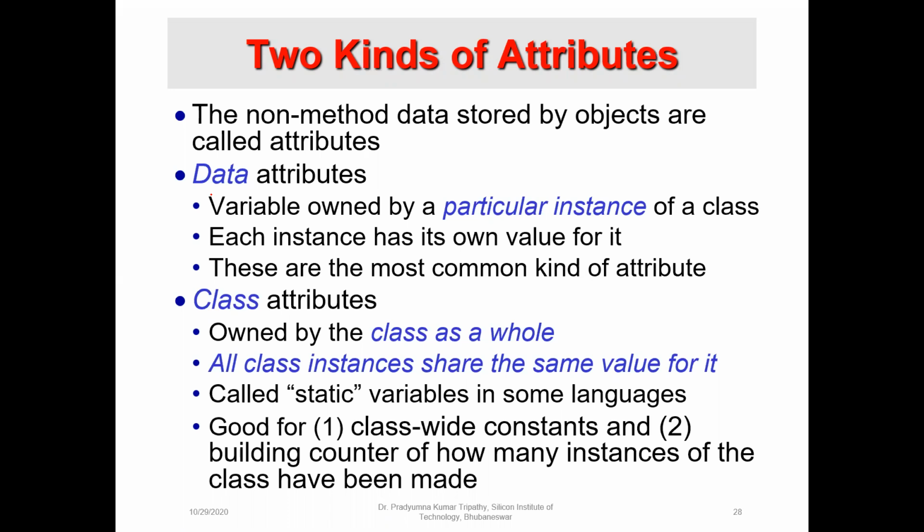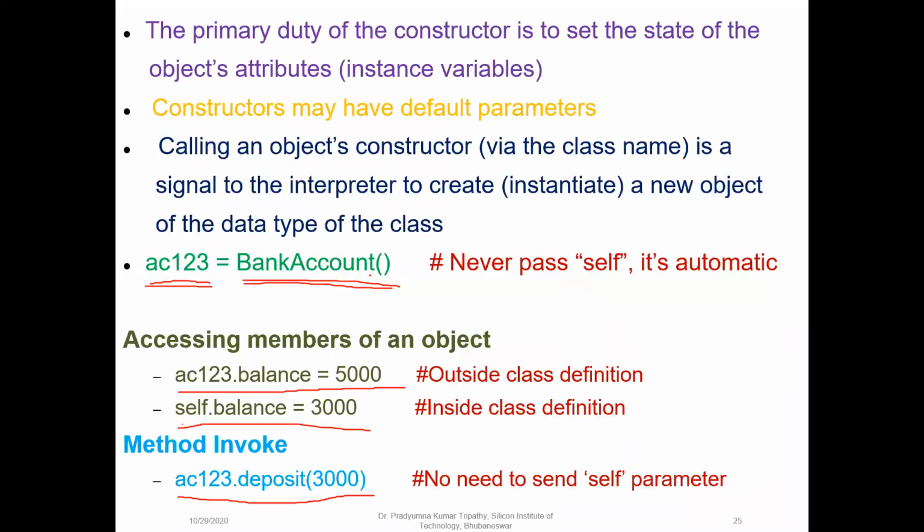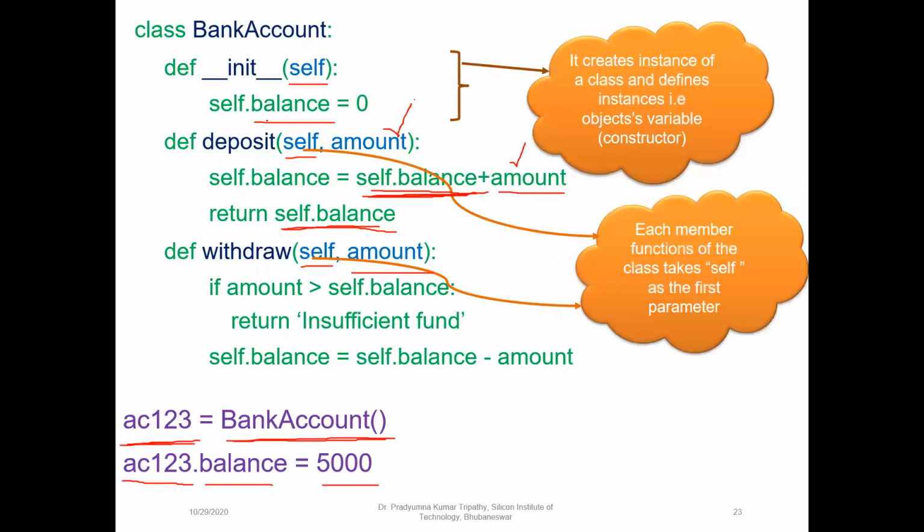So a variable owned by a particular instance of a class, these are data attributes. Each instance has its own value for it. These are the most common kind of attributes. Generally, we use these kinds of attributes. These are called which attributes? Data attributes. That means, for example in the example that I have given, self.balance is a data attribute.